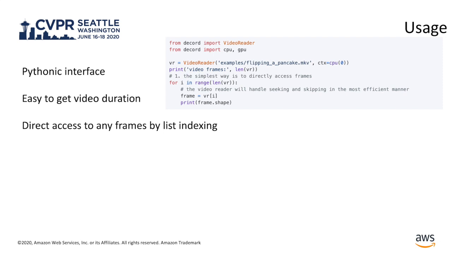Once you load the video, you can easily get the length of the video by calling the len function. After that, you can sample any video frames by just indexing it. The loaded video is like a NumPy array, so everything is pure Pythonic. If you know NumPy, you already know how to use Decord. No learning cost required.